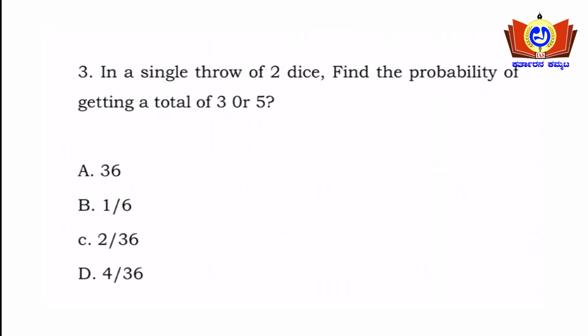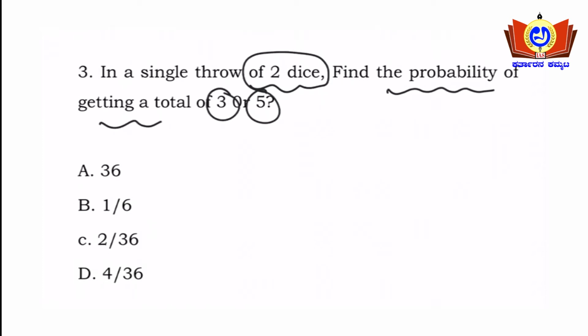In a single throw of two dice, there are two dice and they are thrown only one time. Find the probability of getting a total of 3 or 5. These are the four options: A 36, B 1 by 6, C 2 by 36 and D 4 by 36. I will be solving it on the next page.